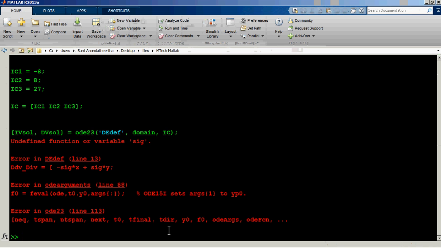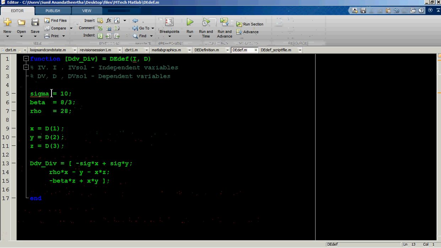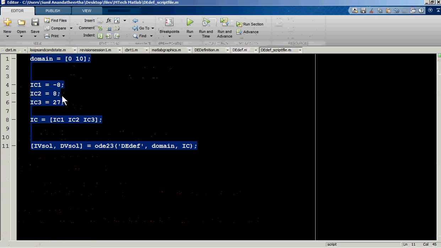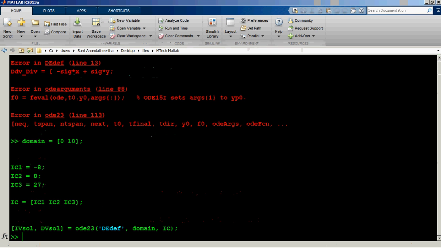We have a problem: undefined function or variable sigma. So we need to go into this solve sigma. I have used sigma here. I'm going to use zig now. Okay, right click, evaluate selection, and let's see. Oh yes, it has evaluated it.